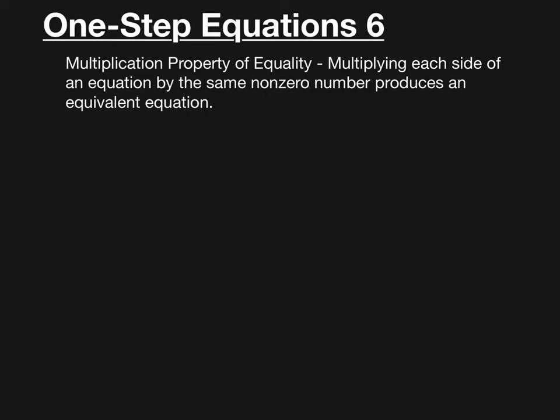So this is very similar to the addition property of equality, the subtraction property of equality, and the division property of equality. Remember, all of these properties basically say that if we do the same thing to both sides, the equation stays equivalent. It produces an equivalent equation. So we can use this property to solve equations like this. X over A equals B, right? And remember, A cannot be 0 because we can't do X divided by 0.